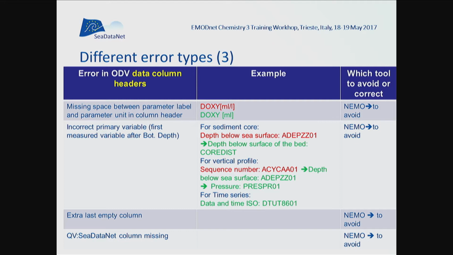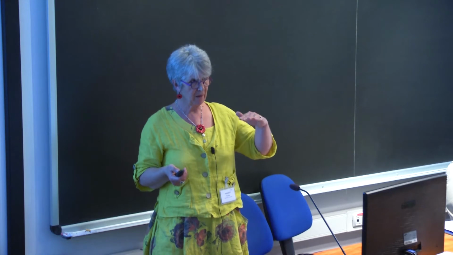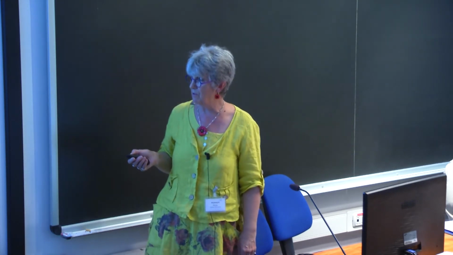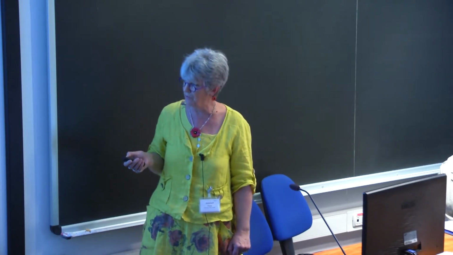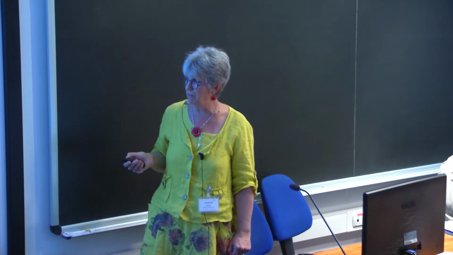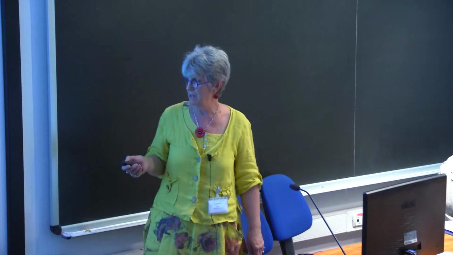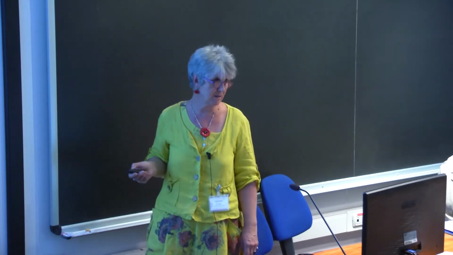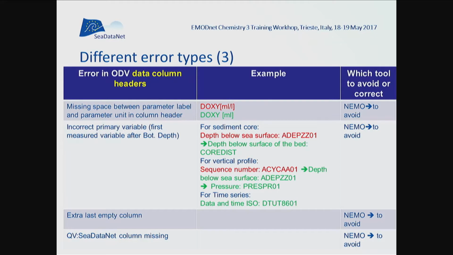So for example, the primary variable must be in a specific list, and it must be appropriate to the type of data you are managing. If you are managing a core of sediment beneath the bottom of the sea, you cannot use this parameter as reference parameter because this is the depth below the surface of the sea. You must use the depth below the surface of the seabed. So you must use this code as reference parameter for core sediments. This is an example.